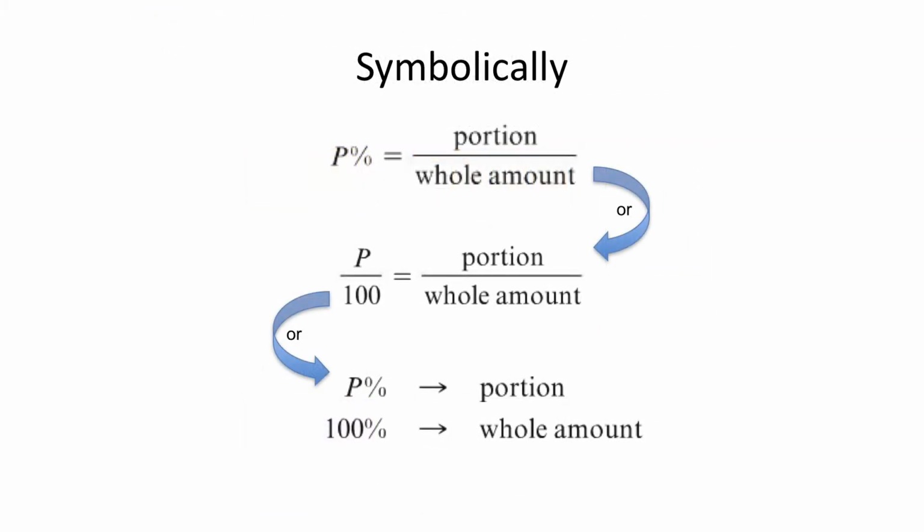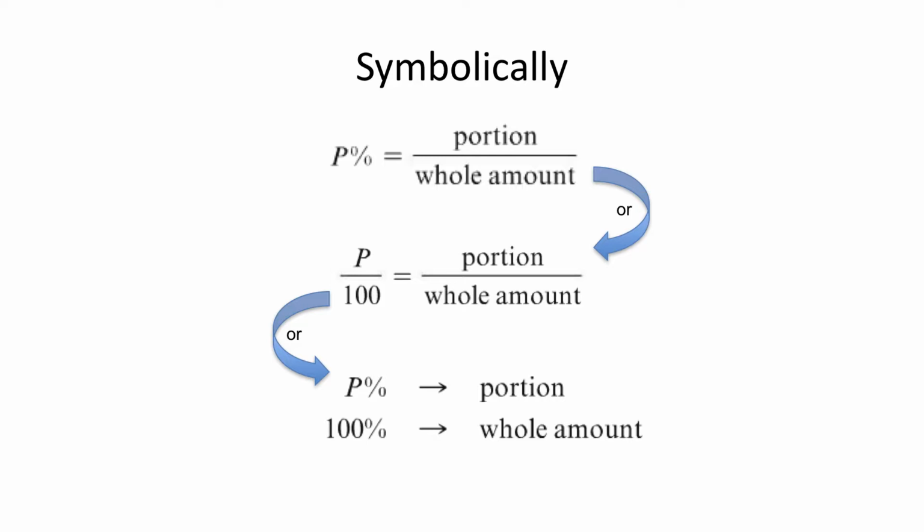Finally, Beckman does talk about the symbolic representation, and you see 3 different ways of stating this in her section 2.5 in the chapter. She states it first of all as P% equals portion divided by the whole amount. Or in another location, she changes it to P over 100. Remember that a percent is out of 100, so it's P out of 100 equals the portion divided by the whole amount. And then she goes further and shows us that the P% is related to the portion that we're looking at, and the 100% is related to the whole amount. So those are her symbolic representations.